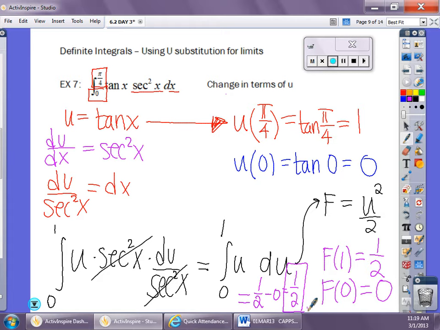Because then I'd have x's mixed with u's. So no, I don't want to substitute tan x back in, because then I'll have x, I'll have u, I'll have u, I'll have u. They're mixed. If you really wanted to, I guess you could have really kept these values, substitute back in at the end. I like making it simple. Does that make sense? Okay. So let's go to the next one.